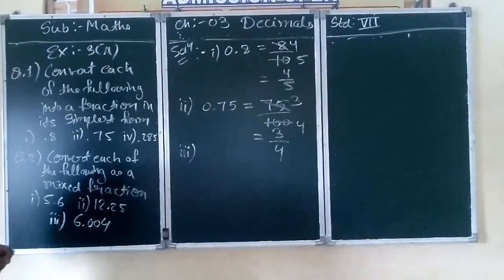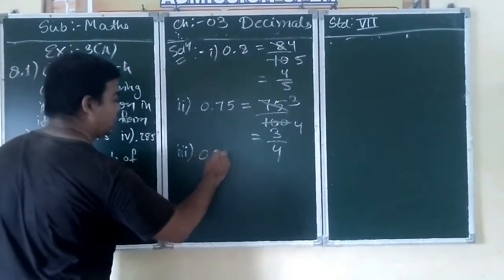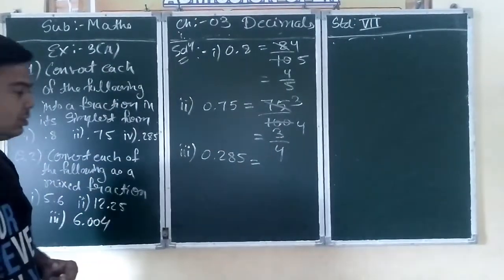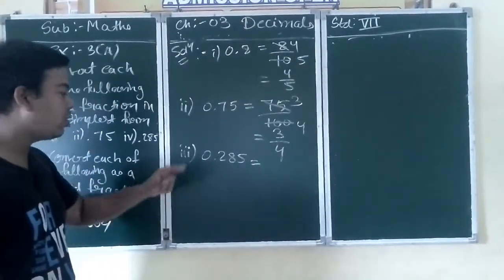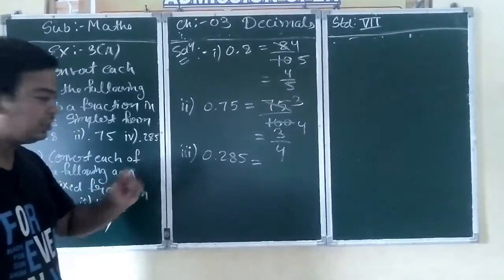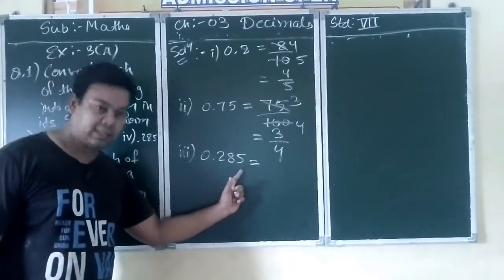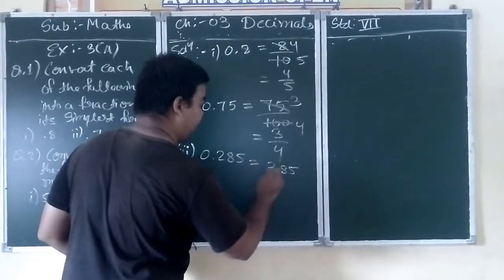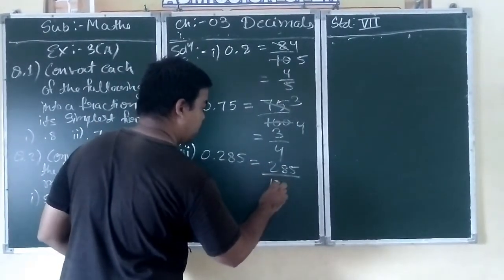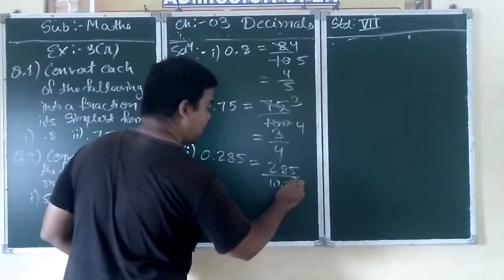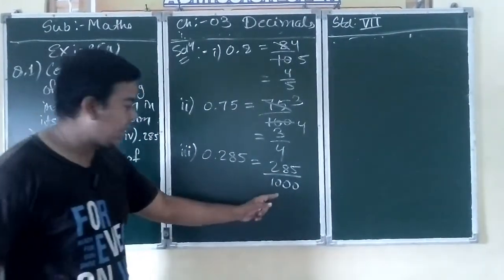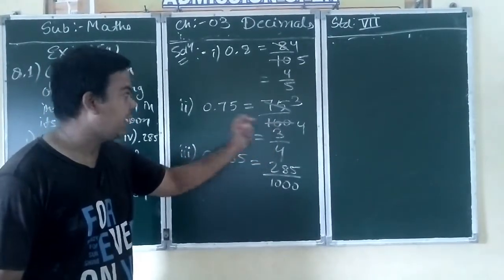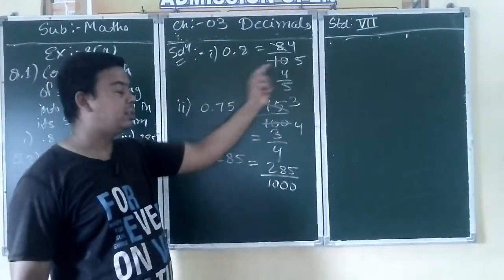Third question is 0.285. 0.285 means after the decimal point here are tens, hundreds, thousands. So 285 by, 3 digits, so write here 1000. Here 2 digits we write 100. Here 1 digit, so we write tens.